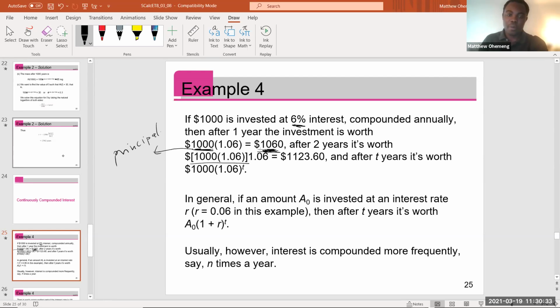Now, this one is just for the example that I gave. Let's suppose that A naught is the amount invested and the interest rate is r. Then the formula for the accumulated amount at any time t, if you invest A naught for t years at a rate of r, is A naught times 1 plus r to the t.